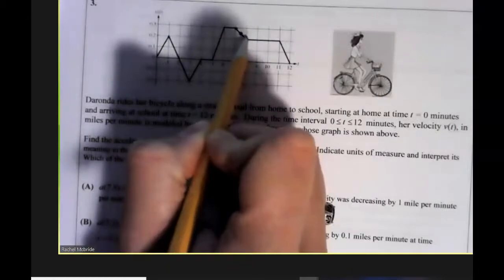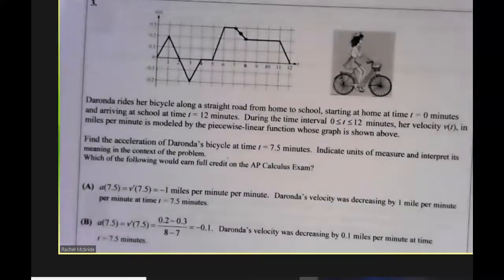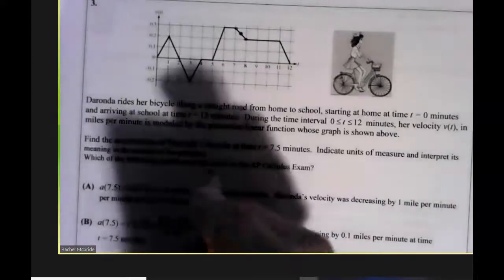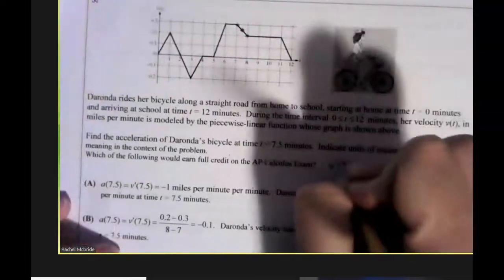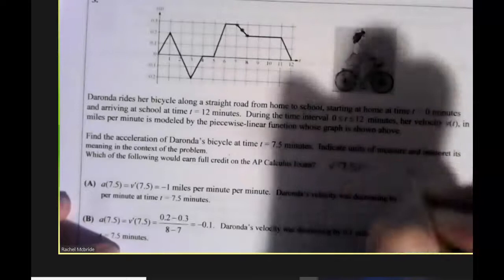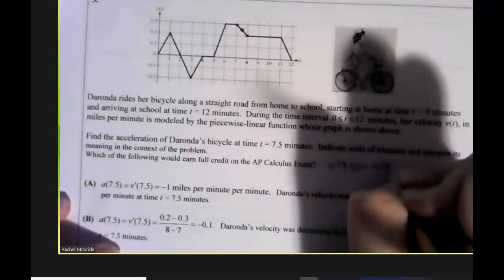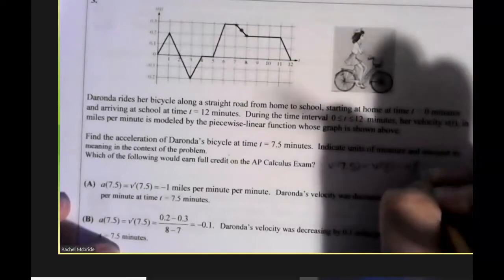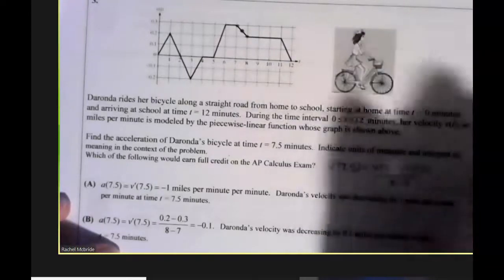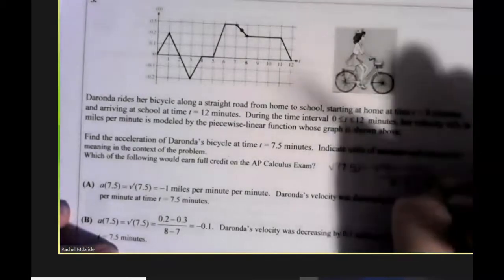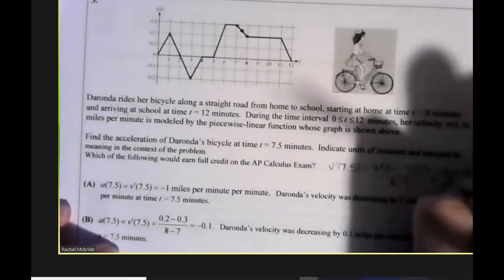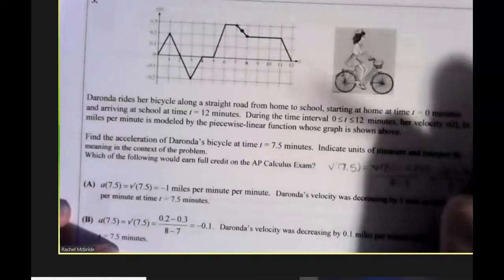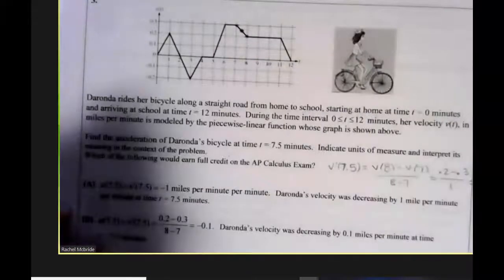So how do you find slope? Well, you take point A to point B and you find their change. So in terms of this problem, the slope or the velocity's derivative at 7.5 would be like v of 8 minus v of 7 all over 8 minus 7. Or 0.2 minus 0.3 all over 1. So negative 0.1.